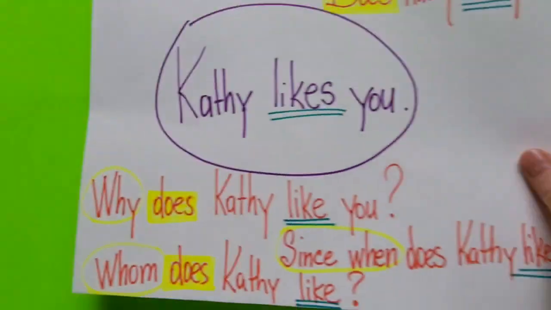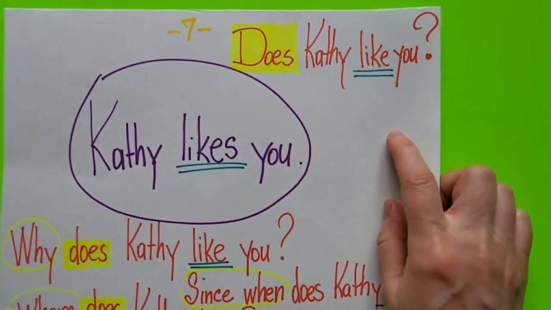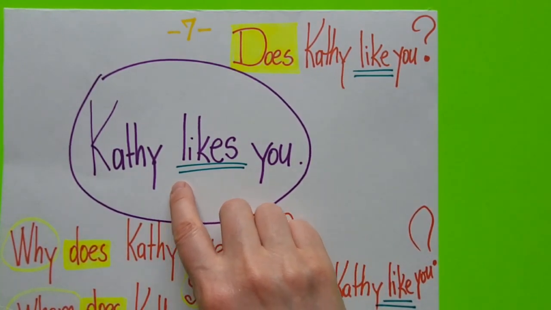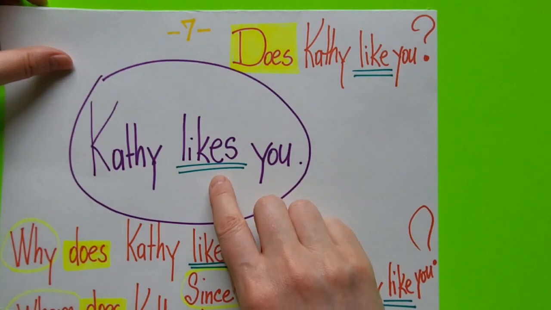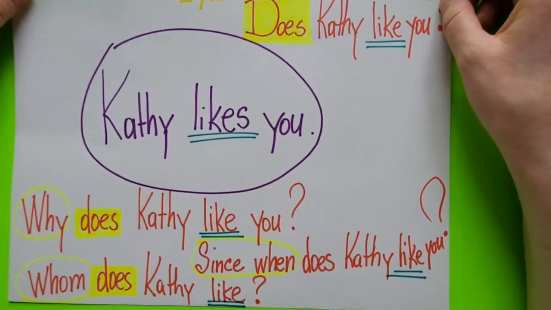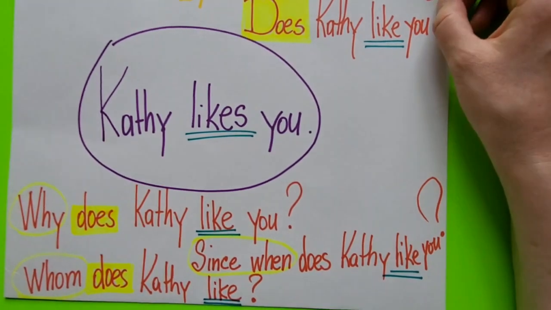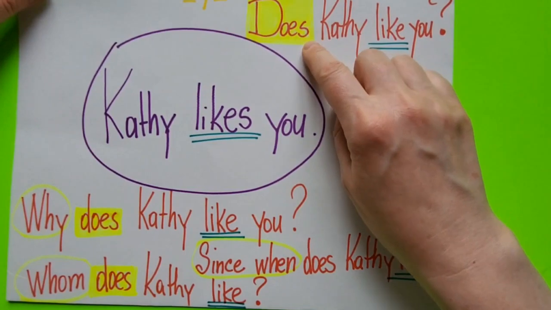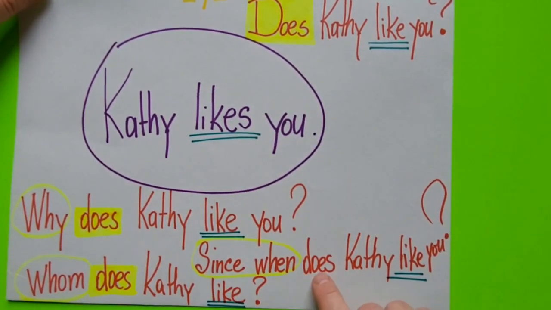Take a look at this sentence, this affirmative sentence. Kathy likes you. What's the main verb? Likes. Okay, be careful now. That's a third person singular. Take a look at all of the verbs. All of these helping verbs, that's only one actually, does in all of these questions.